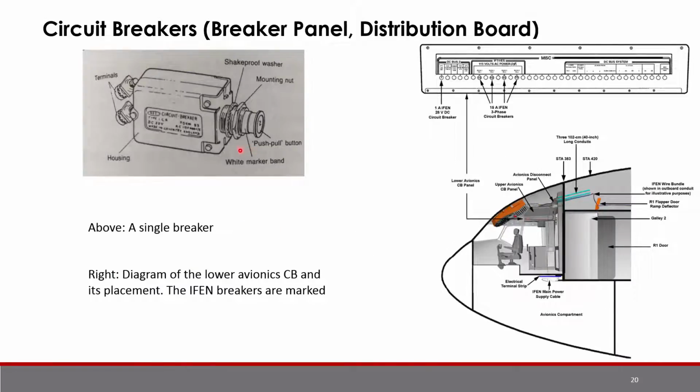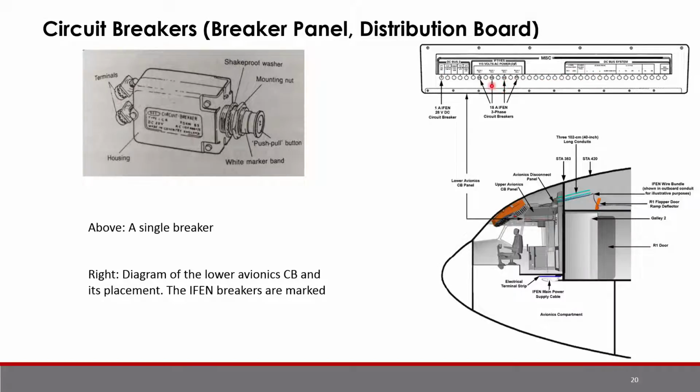So the circuit breakers themselves, they're these little guys, and this is the actual breaker. When the circuit breaks, this little button pops out, and when the pilot wants to reset the circuit, he just pushes it back in with his thumb. And these are all mounted up here.